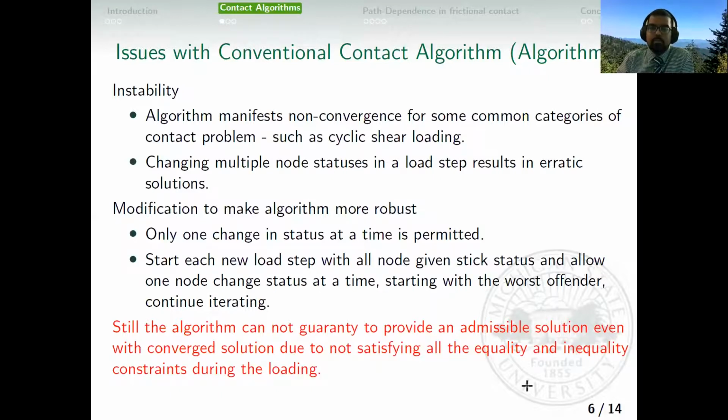So in the modification, we allowed only one node to change status at a time, and also at the start of each load step, we make all the nodes stick status, and then allow each node, one at a time, starting with the worst offender. Still, the conventional contact algorithm cannot guarantee an admissible solution, even with a converged solution, due to not satisfying all the equality and inequality constraints during the loading.